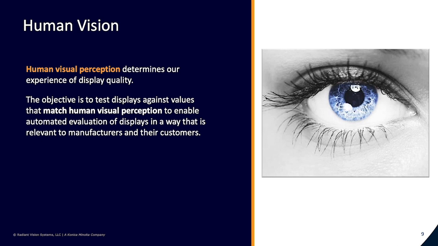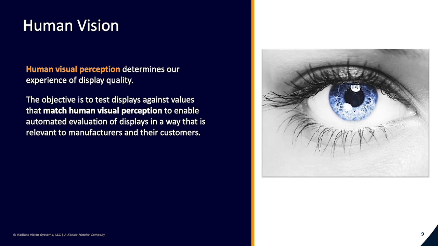Human visual perception ultimately determines our experience of light, including the accuracy and appearance of colors in devices like light sources or displays. It makes sense, then, that the objective in testing displays is to measure light and color in the same way a human perceives them, to ensure that the visual quality of a display matches human experience. By obtaining values standardized against human perception, we can enable automated display metrology with meaningful results.